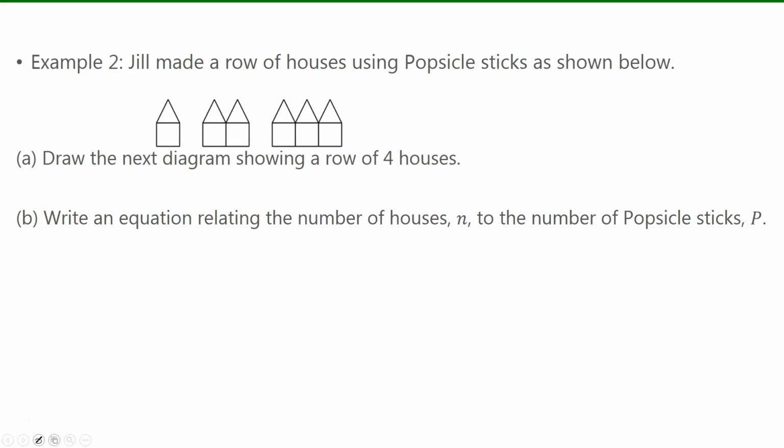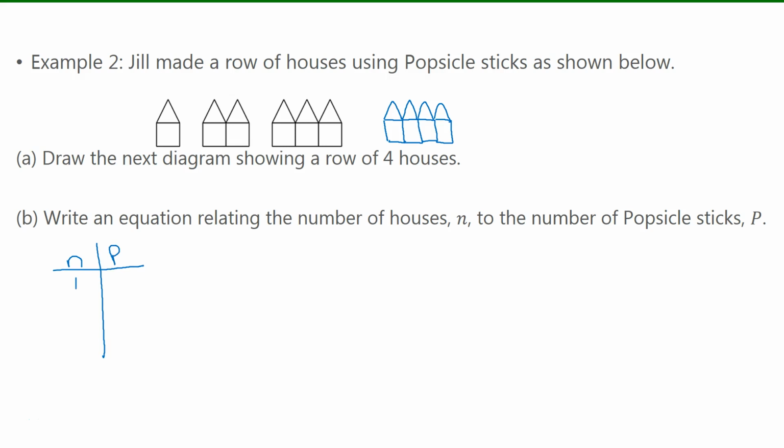All right, next example here. We have Jill, who made a pattern out of popsicle sticks. She made a bunch of row houses, and the first part wants us to draw the next diagram showing the pattern with 4 houses. So 1, 2, 3, 4. All right, and then part B wants us to write an equation that relates the number of houses to the number of popsicle sticks.